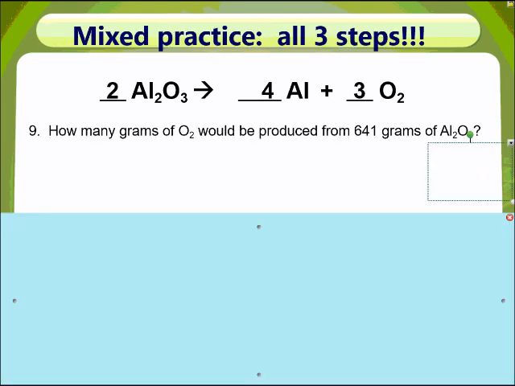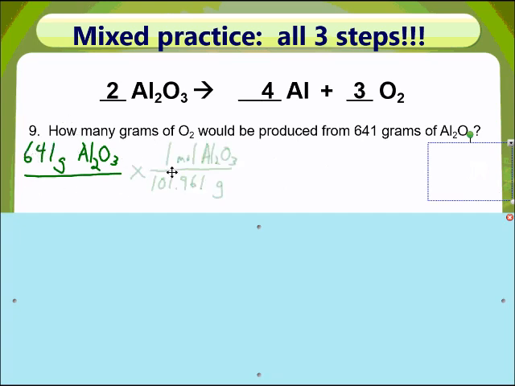Okay, our next problem. How many grams of oxygen would be produced from 641 grams of aluminum oxide? Our given is 641 grams. Now, convert to moles for step one? Yes, we actually need to. So we're going to use the 1 mole to X grams conversion factor. We looked up on our periodic table, aluminum oxide is 101.961.